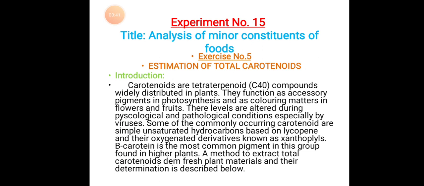Their levels are altered during physiological and pathological conditions, especially by viruses. Some of the commonly occurring carotenoids are simple unsaturated hydrocarbons based on lycopene and their oxygenated derivatives known as xanthophylls. Beta carotene is the most common pigment in this group, found in higher plants. A method to extract total carotenoids from fresh plant materials, and their determination, is described below.